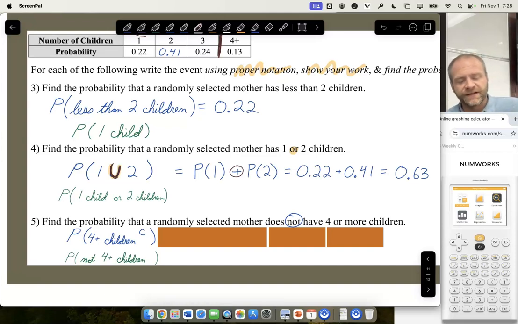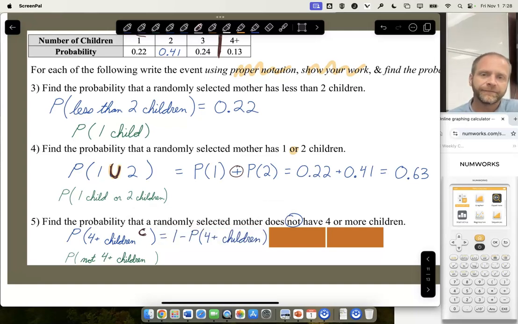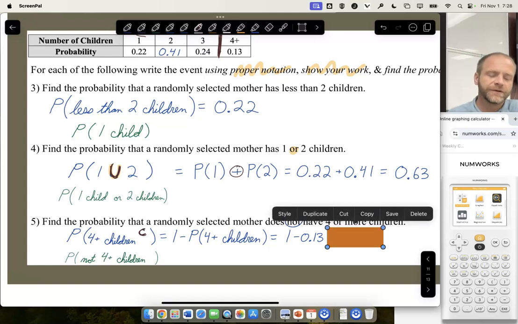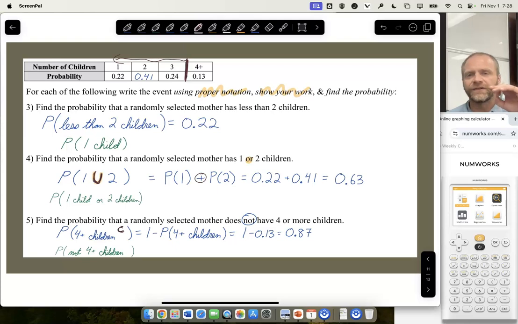So we want to focus on this idea of using a capital C, meaning complement, which is 1 minus the event actually happening. So 1 minus the probability of 4 more children would be 1 minus 0.13, which is going to be 0.87. This is a very good understanding of a legitimate probability model. You look at the table, it's pretty straightforward, but what we want to do is focus on the notation. We want to focus on how it works, because where we're going, it's extremely important we understand that. So let's go on to the next one.